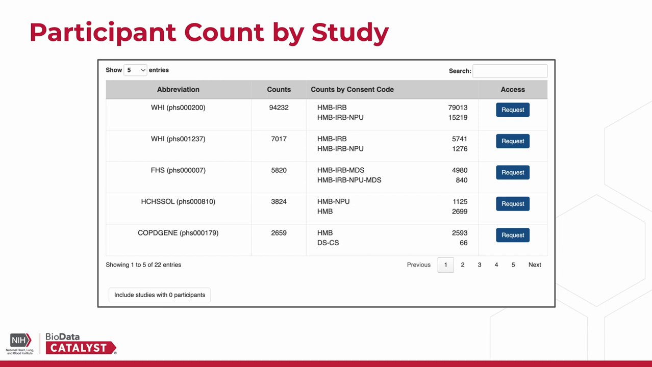Clicking on the Participant Counts by Study tool will open a table view that provides the obfuscated counts of participants that meet the query criteria per study. As we can see, each study is displayed as its own row in the table. For each study, the total obfuscated participant count based on the query is shown in the Counts column. In this example, we can see that there are 3,824 participants from the Hispanic Community Health Study of Latinos, or HCHS SOL, that fit our query criteria.